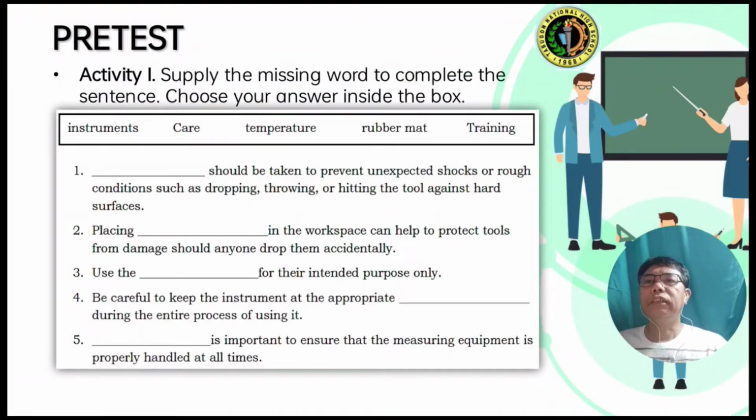For the pretest, activity number 1. Supply the missing word to complete the sentence. Choose your answer inside the box. The choices are instruments, care, temperature, rubber mat, and training. So we have here item number 1, 2, 3, 4, and 5.